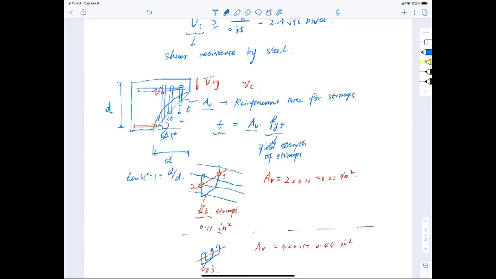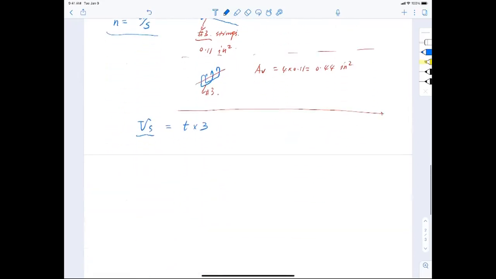If I know the spacing between the stirrups, say I design them to be spaced uniformly as spacing s, in this cut, how many stirrups may I have here? d divided by what? Yes, that is how we do the count. So I can make this general. This becomes d over s.